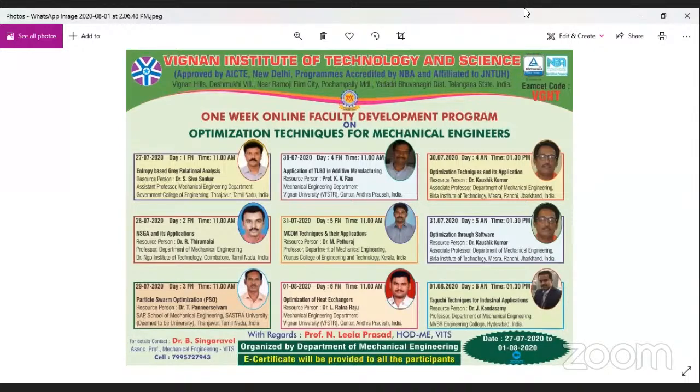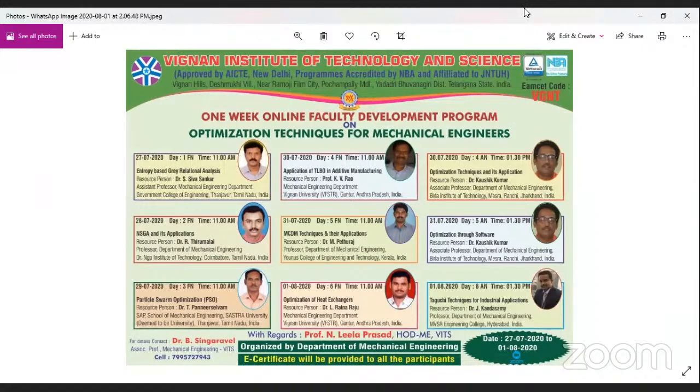One more thing, the main person behind this entire FDP is our faculty, Dr. Singaravel sir, and all our faculty helped him in conducting this FDP in a better manner. I have to mention a few names who helped Dr. Singaravel sir: Dr. K. Chandrasekhar sir, Dr. Devaprasad sir, Professor N. Venkateshwarlu sir, Anoop sir, Sadanandam sir, and Mr. Rahul, DTP operator. All of them did a great job and made this FDP a great success.